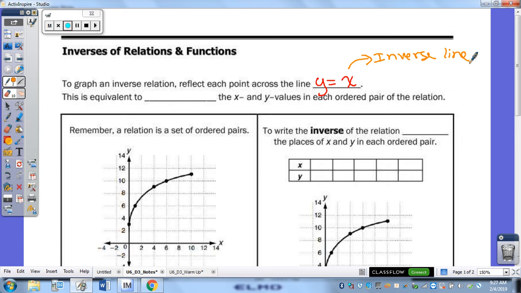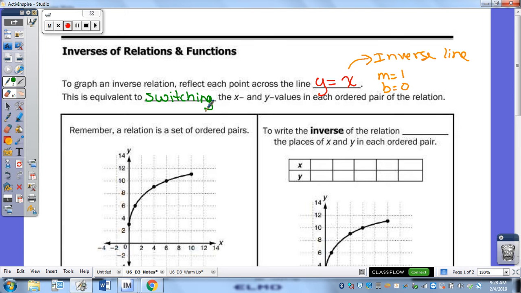Remember, if we were to graph this line, this has a slope of 1, a b value of 0, because there's nothing along there with that x after it. So it goes right through the origin and just goes up 1, over 1, up 1, over 1, up 1, over 1. So that's our inverse line. So this is equivalent to switching the x and y values in each ordered pair of the relation.